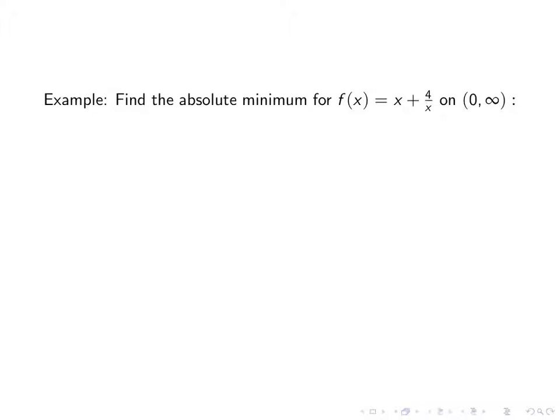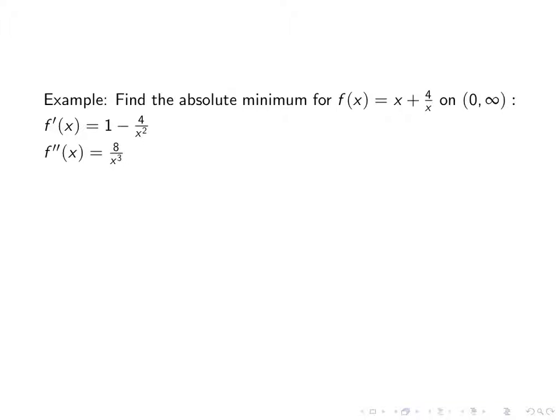Here's an example. f of x is x plus 4 over x, defined only from 0 to infinity. So that's the interval of definition, the domain of the function in this case. f prime of x is 1 minus 4 over x squared. Here the derivative of x is 1, and the derivative of 4 times x to the minus 1 is minus 4x to the minus 2, or equivalently minus 4 over x squared. As you recognize because you know the derivative of 1 over x.